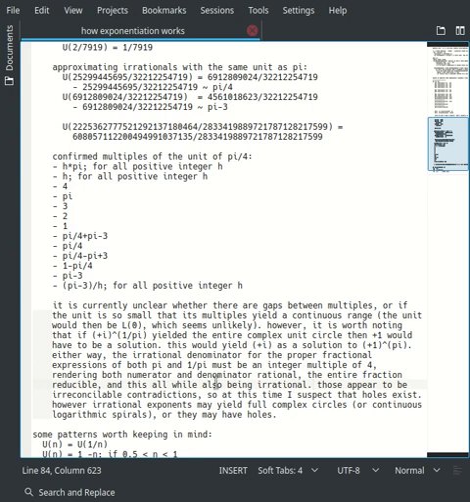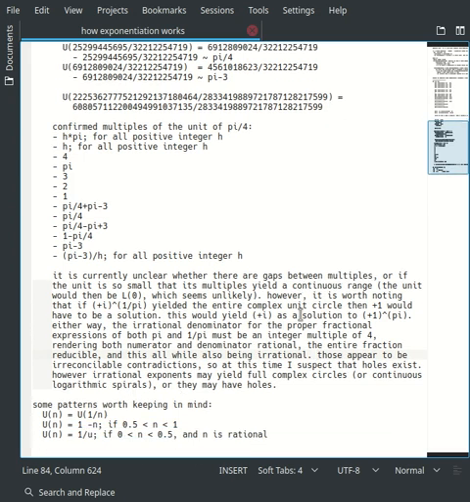So I'm not confident enough in this to say that, yeah, that wipes out the possibility, and there's definitely holes. But my strong suspicion is that there will be holes, because there's enough contradictions here that I'm like, yeah, that's probably irreconcilable. Yeah, these appear to be irreconcilable contradictions. So at this time, I suspect that the holes exist. However, irrational exponents may yield full complex circles or continuous logarithmic spirals, or they may have holes. I don't know.